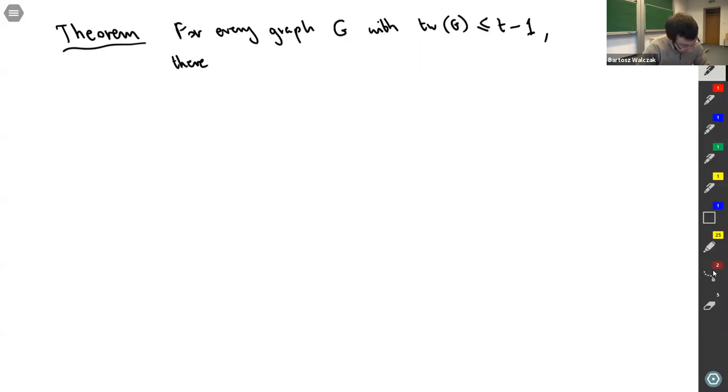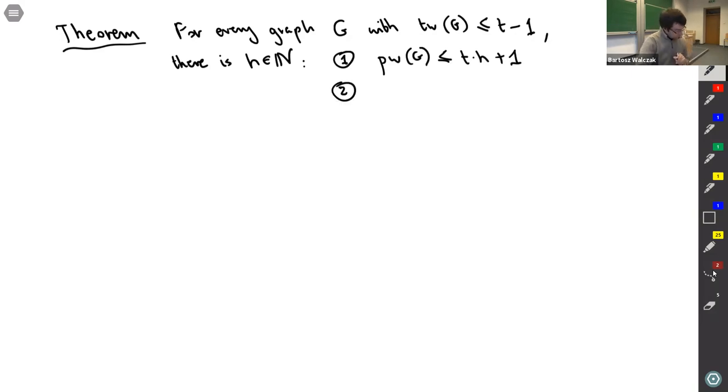There is a number h, a natural number h, with the following two properties. The first property is that the path width of G is at most t times h plus one. And the second property, let me call it this way: the graph G has an h witness. So now I'm going to explain what this h witness is.